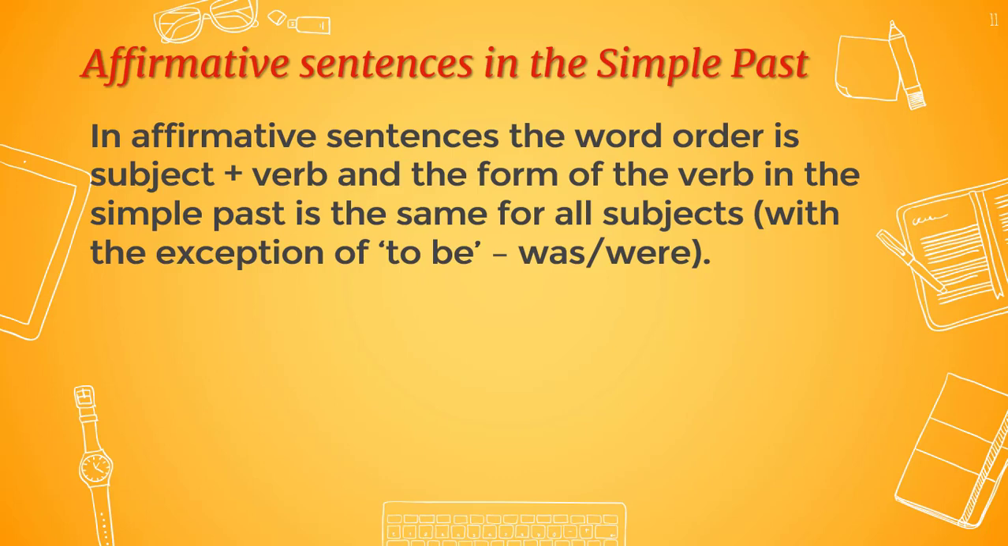Entonces, siempre que vamos a formar oraciones afirmativas en inglés, necesitamos colocar nuestro sujeto y la forma en pasado del verbo. Esta va para todas las personas, excepto el verbo to be, ya que él tiene su propia conjugación, que es was and were, para los singulares y los plurales.